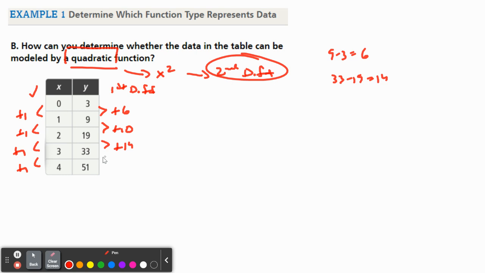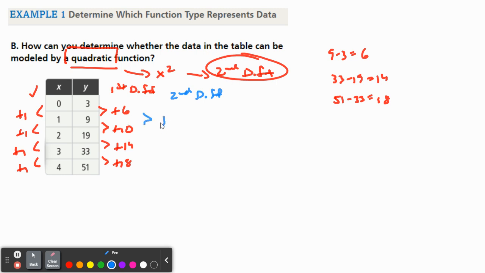You're going up by 14. And 51 minus 33, again, just a little scratch work, or you do it in Desmos, that's a positive 18. So you can see these are not constant, right? They're not the same number, okay? But now, I'll change my color. Now we're going to look at the second differences. So now we're going to look at the differences between these differences.